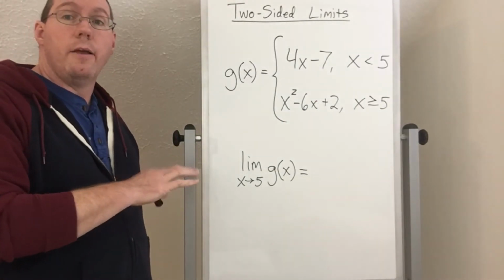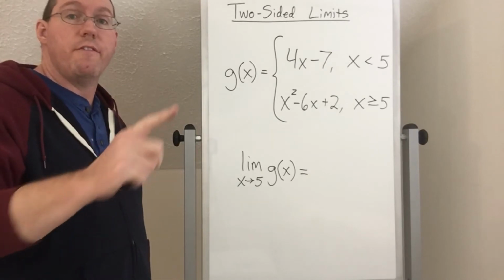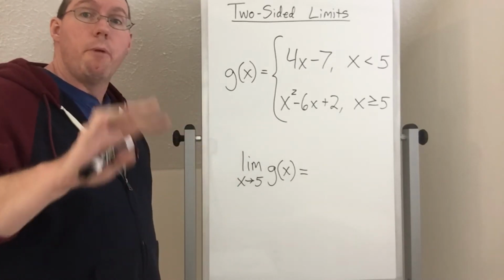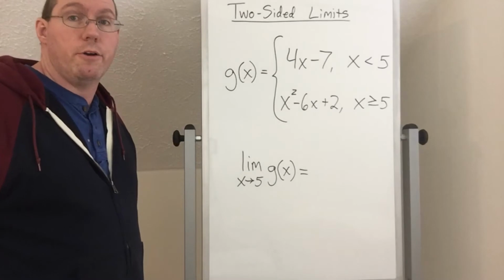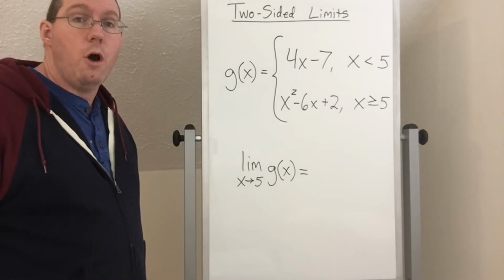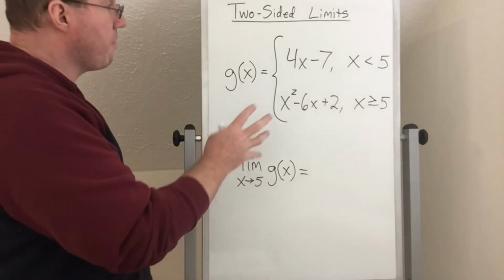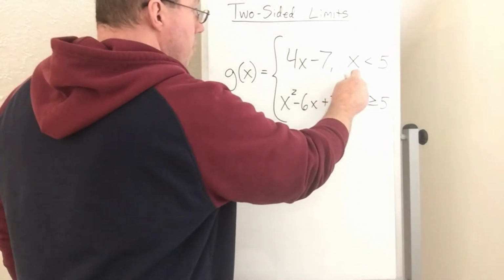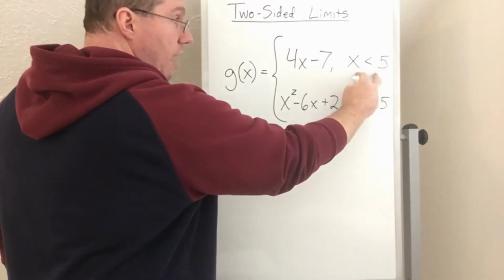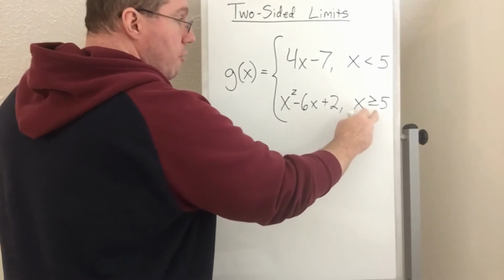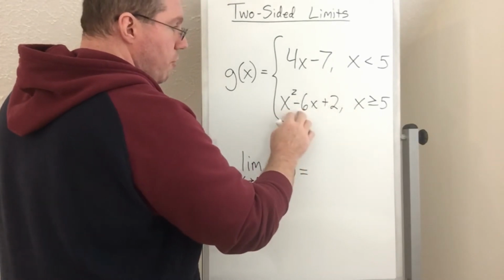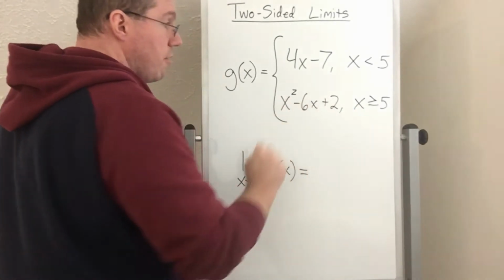I think a good idea would be for you to pause the video and see if you can write this one down in your notes, pause the video, and see if you can figure this one out on your own. Okay, so we have a piecewise function here. We have x less than 5, so the left side values are 4x minus 7. x greater than or equal to 5 is x squared minus 6x plus 2. That's the right side function.